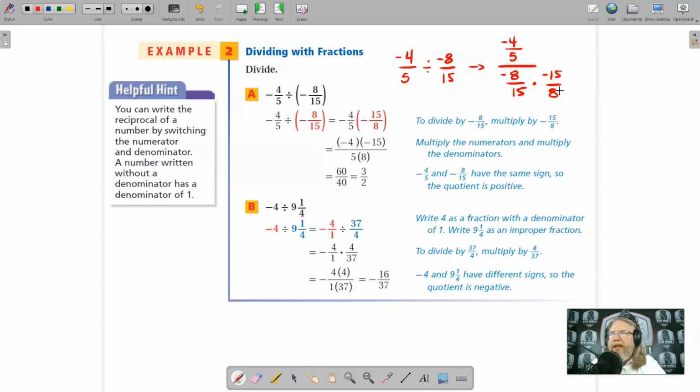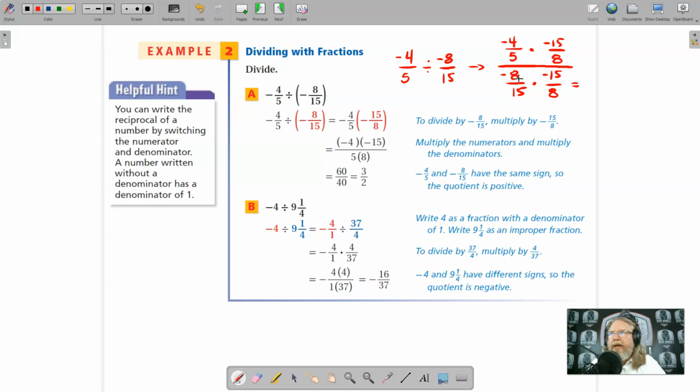And yes, I know I left the negative sign up there, but we can go ahead and do that. That's okay to do. You can move it back and forth from numerator to denominator. That's a fair move. But whatever we do to the denominator, we have to do to the numerator. So let's multiply it by negative 15 over 8.